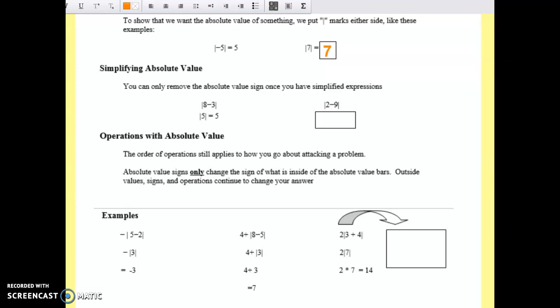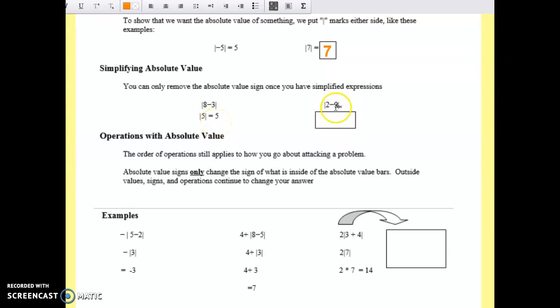Simplifying absolute value. Let's take a look at some operations. The very basic category is simplifying absolute value when you have operations inside. You can only remove those absolute value signs, you can only take the positive version or find the distance, when you have a single answer inside. So if I look here, I have an operation in there, 8 minus 3. You must do the operation first, which, 8 minus 3 is 5, and then say to yourself, what is the distance from 0? What's the absolute value? Your answer would be 5.